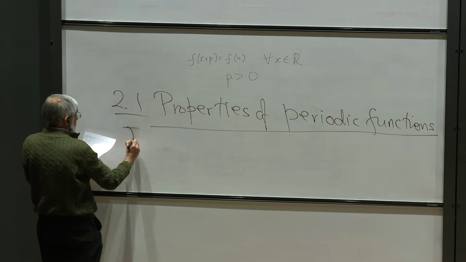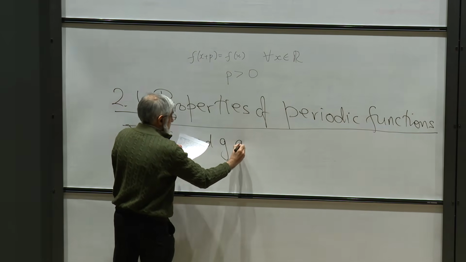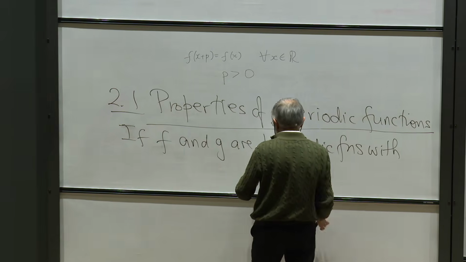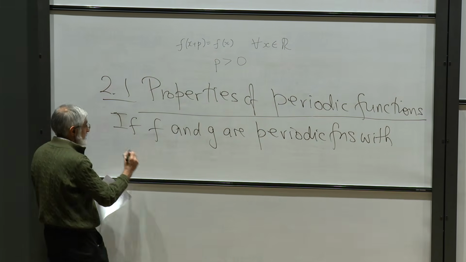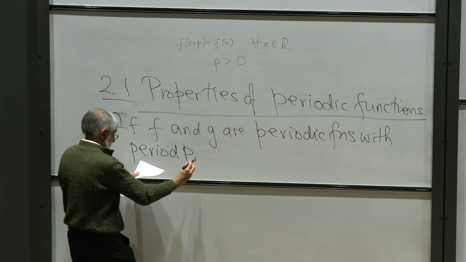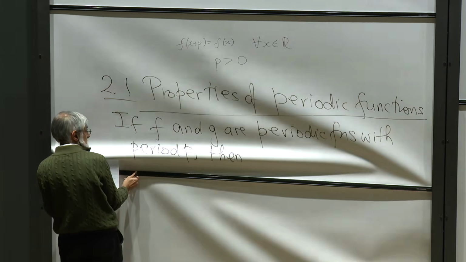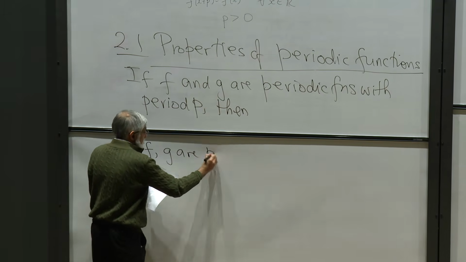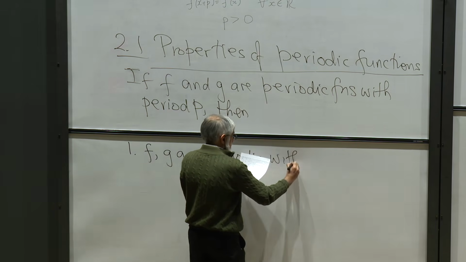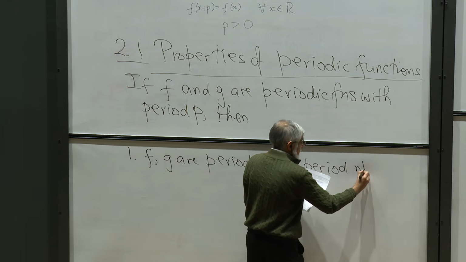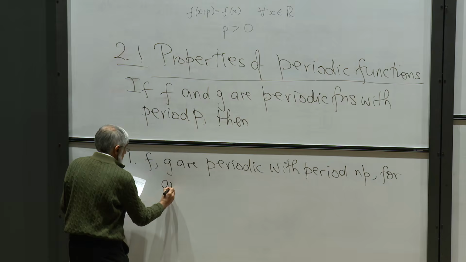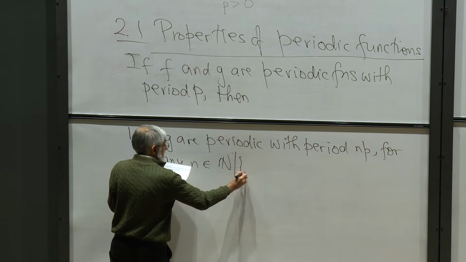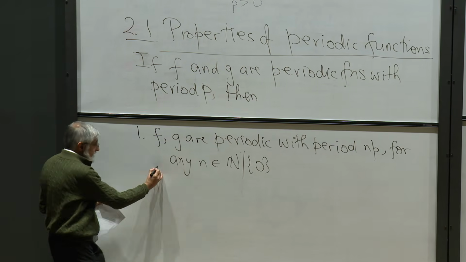So, if f and g are periodic functions with period p, then 1, f and g are periodic with period np for any n element of natural numbers, ignoring 0. Okay, I leave that as an exercise.